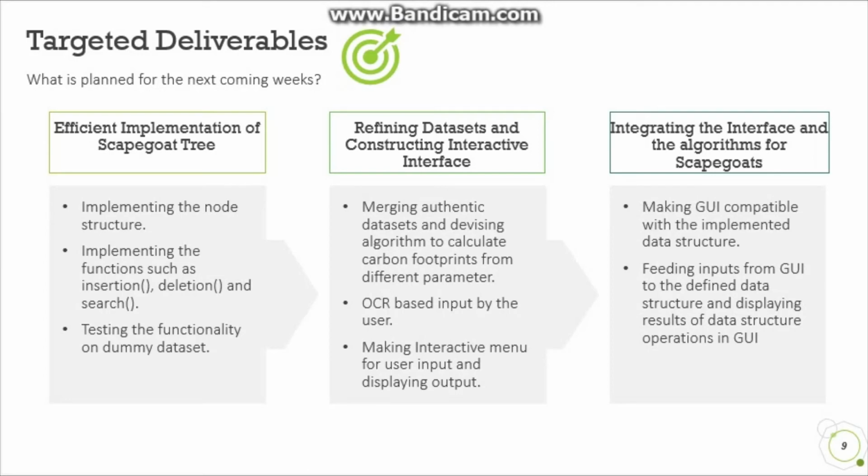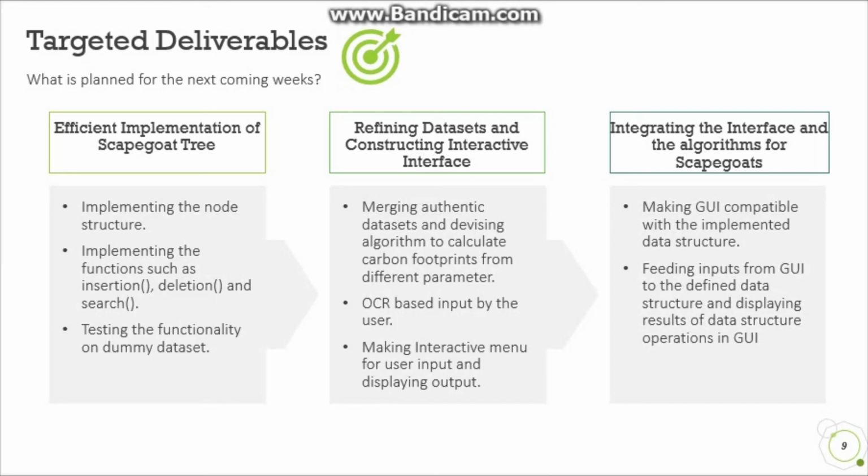The second category is regarding the construction of a compatible dataset by refining it, since the dataset that we have found includes different parameters from which we'll have to manually calculate the carbon footprint. So we will also have to devise some sort of algorithm for that, and apart from that, the user input of the ingredients from the food will be taken using the OCR-based implementation of the GUI that will take images as input and give the carbon footprint as the output. And the last category is the integration of the GUI with the implemented data structure, and connecting the output of the data structure operations to be displayed on the GUI.